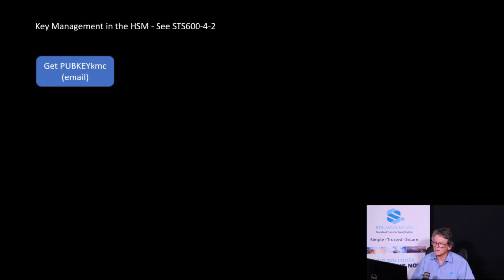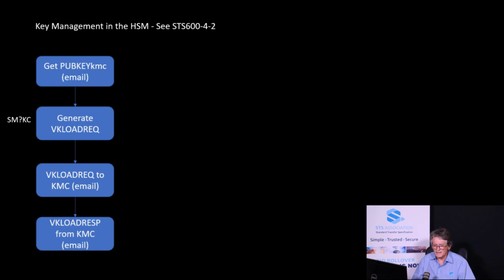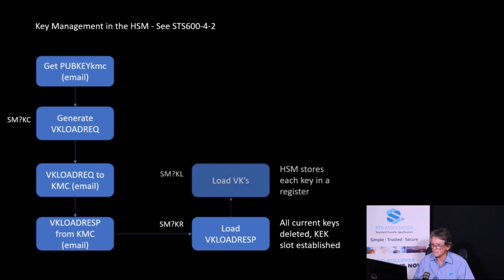Key management in the HSM, and for that please look at STS 600-4-2. You get a public key by email. You then issue the command SMKC, which is generate a VK load request. The VK load request comes out of the security module, which you will then send to the KMC by email. The VK load response is then generated by the Key Management Center and sent back to the requester by email. You then load the VK load response using an SMKR command into the secure module. At this point, all current keys are deleted and a key exchange key slot is established.